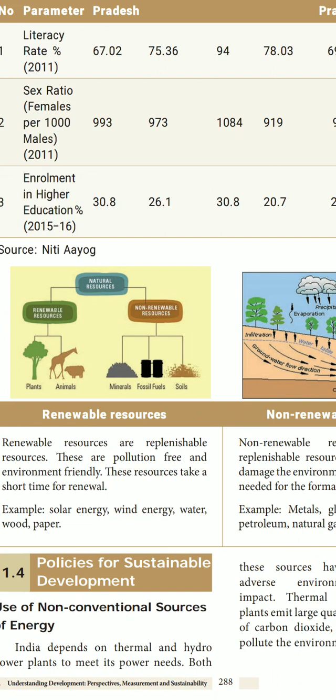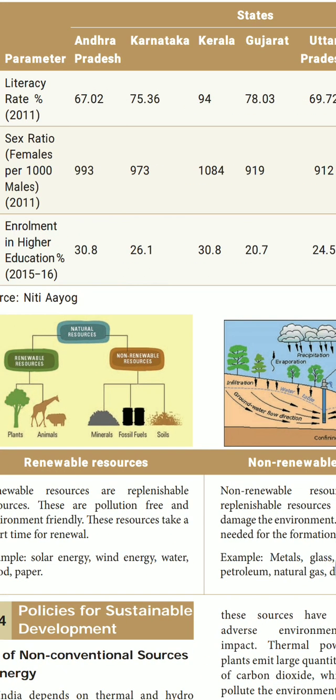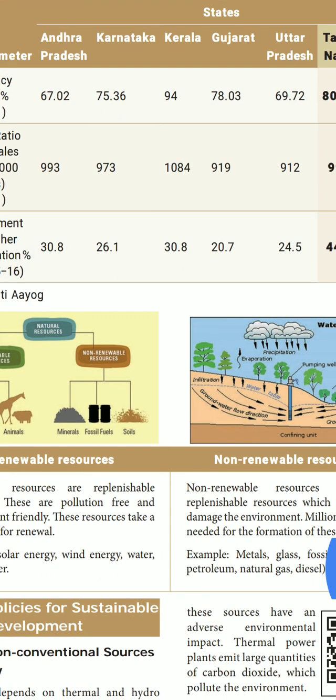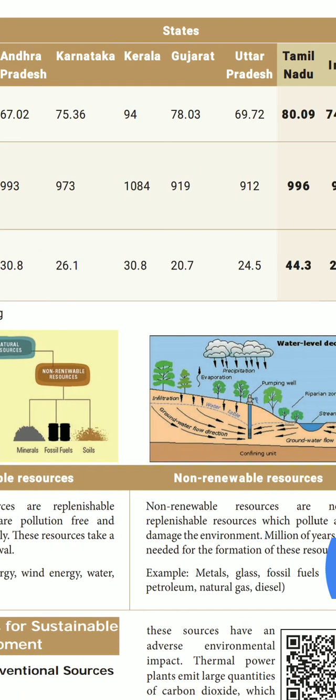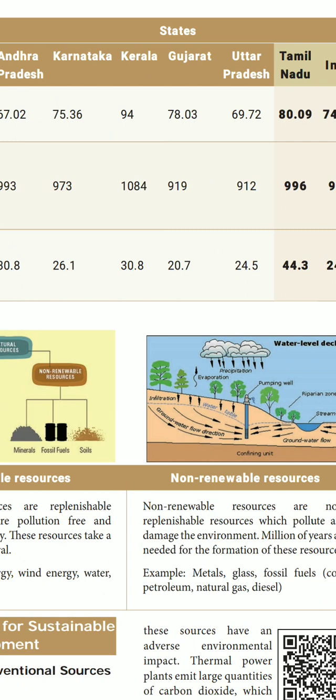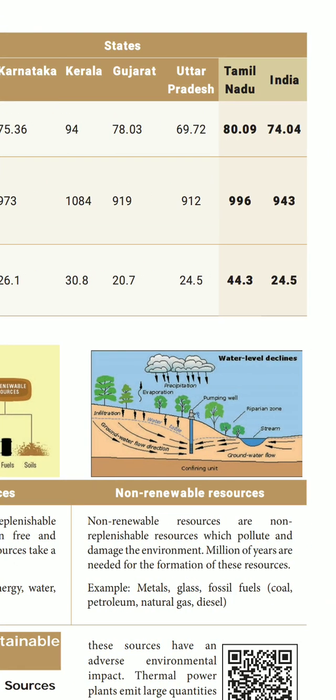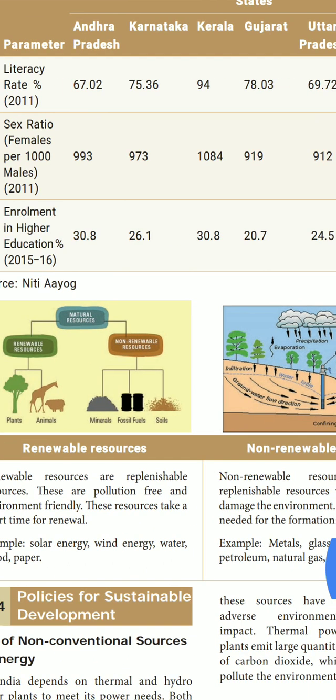First one, literacy rate, sex ratio, enrollment in higher education. These three things. So each and every state, how much percentage it was. The literacy rate census was taken in 2011. Andhra 67.02, Karnataka 75.36, Kerala 94%, and Gujarat 78.03%, and Uttar Pradesh 69.72%, Tamil Nadu 80.09, and India 74.04.